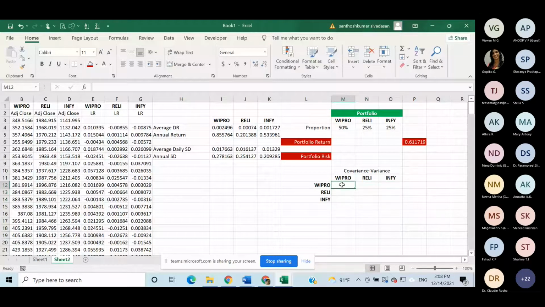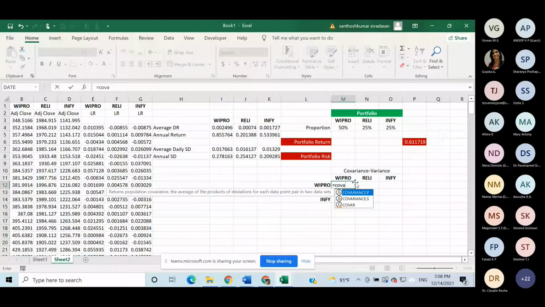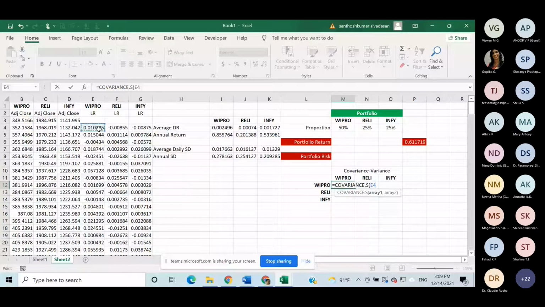So covariance, you can find it from the data tab. I am not going for that. Just compute here, is equal to covariance sample. So you have to choose here in that cell Wipro, right? All of you? Wipro return to Wipro return. What exactly it is, variance, it's not covariance. Okay, so choose the data, Wipro return here, Control Shift down, enter.